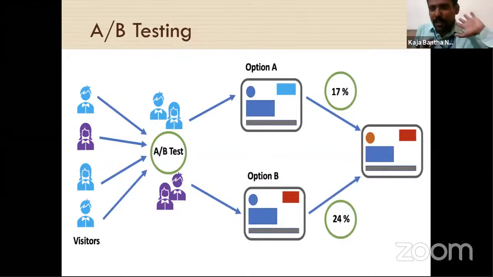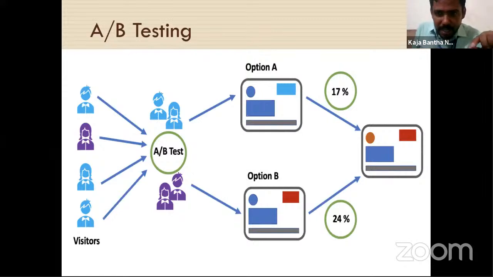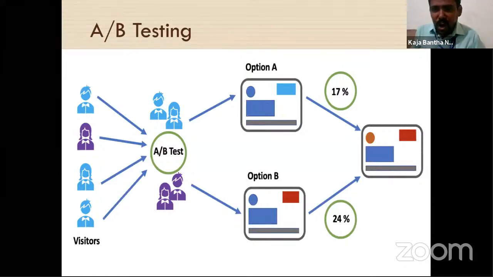Option A is a black mobile phone. Option B is a white mobile phone. Sorry, option A is a white color mobile phone and option B is a black color mobile phone. You are giving two options to the public.